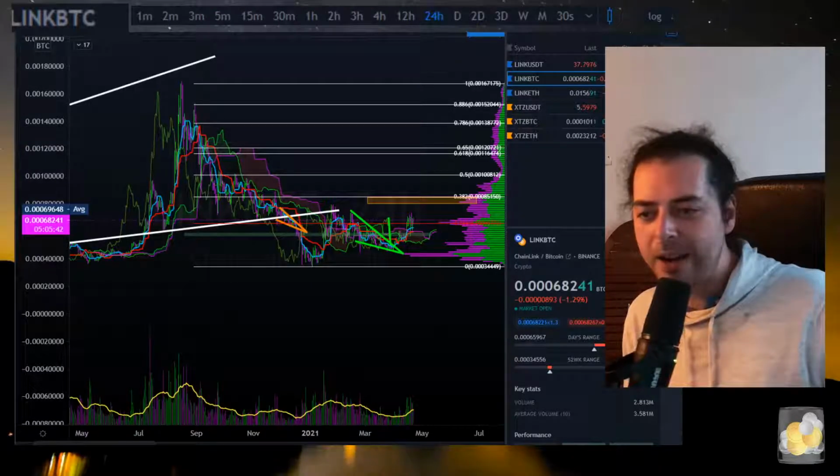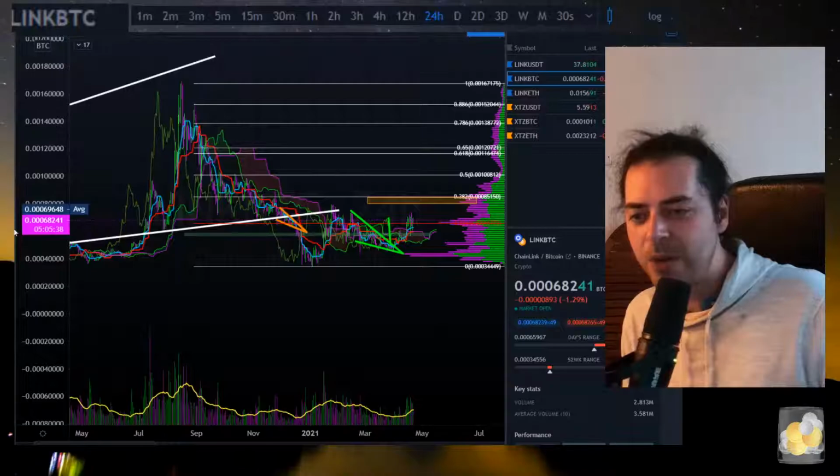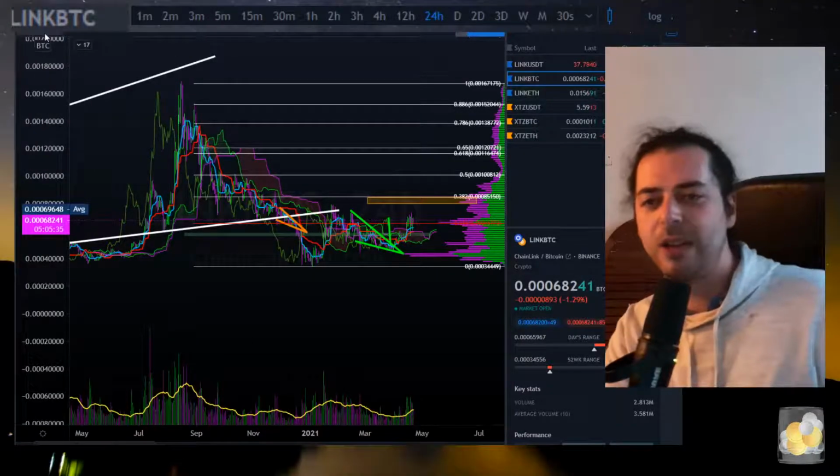Sean Magner says, can you have a look at FET? Looks like an inverse head and shoulders has formed. Could be wrong. Let's take a look at FET.